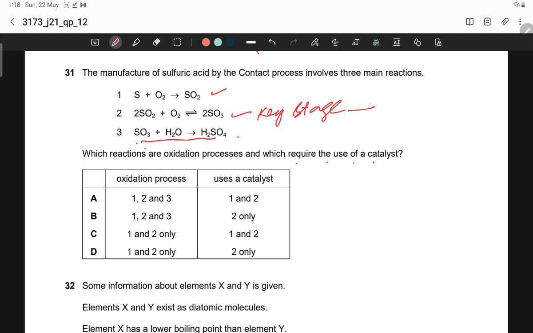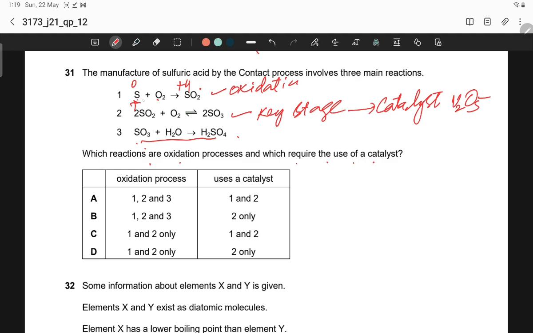The key stage requires the catalyst, vanadium 5 oxide V2O5, and which is oxidation. Which reactions are oxidation? These reactions are oxidation, 0 to plus 4 oxidation state, oxygen, or in other words we can say sulfur gains oxygen, it is oxidized. This is oxidation.